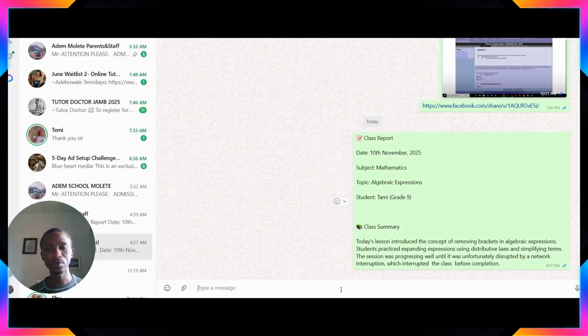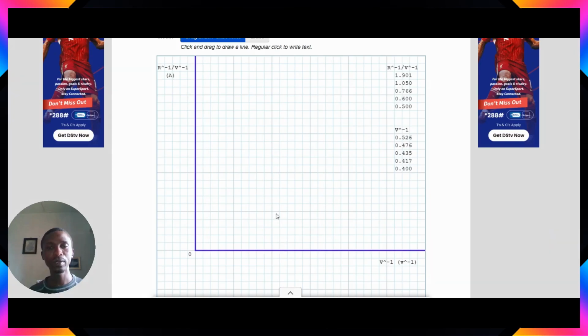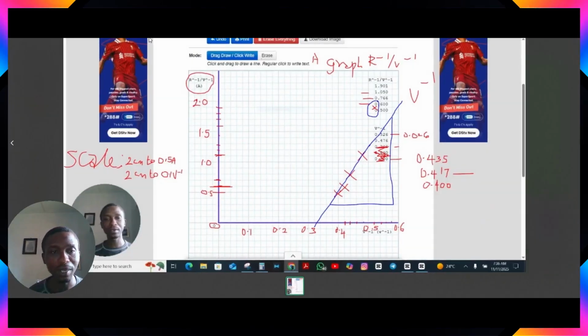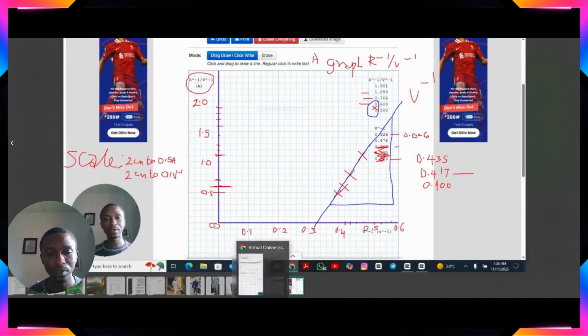Okay, that's cool. So quickly now, we have the virtual graph. So let's just now plot the values so that we can have our graph in a straight line. So labeling our axis, we have said that 2 centimeters should represent, let me check. The scale: 2 centimeters represents 0.5 amps. 0.5 amps on the vertical.